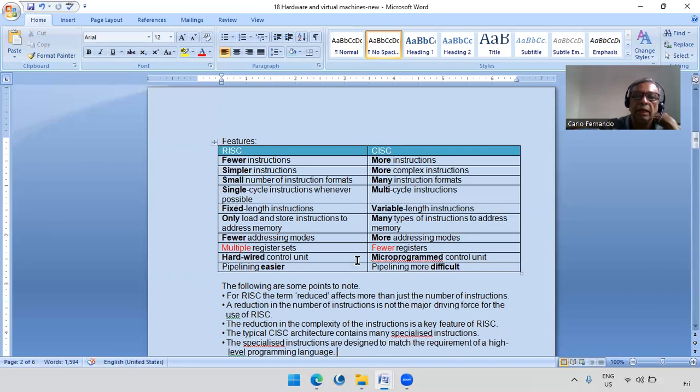Multiple register sets are there. Here it's fewer registers. Hardwired control unit. Hardwired control unit means hardware. The control unit here, and the control unit here is microprogram. That is firmware. And here you get pipelining easier. In the RISC, pipelining is easier. You don't know what pipelining is as yet, but we'll be learning it soon. Here its pipelining is more difficult.